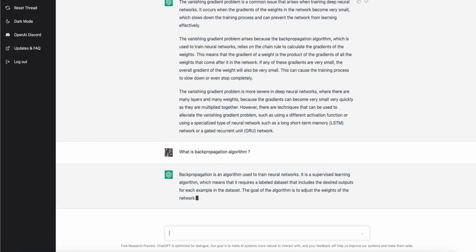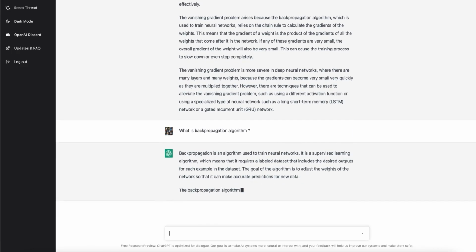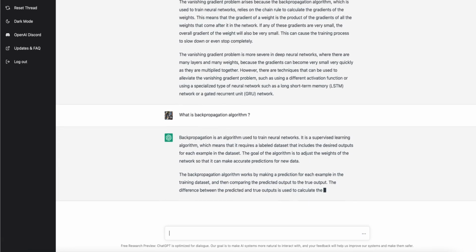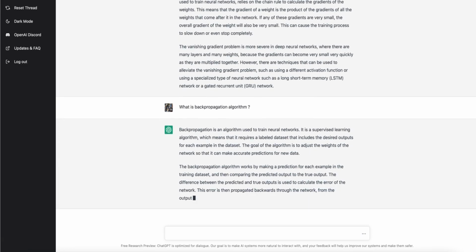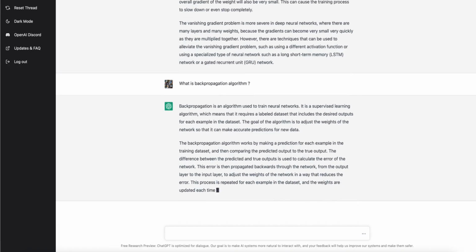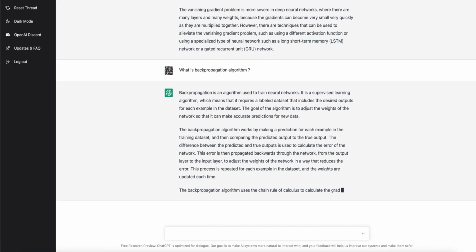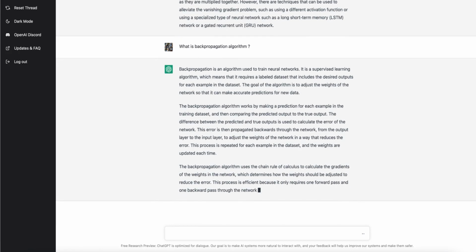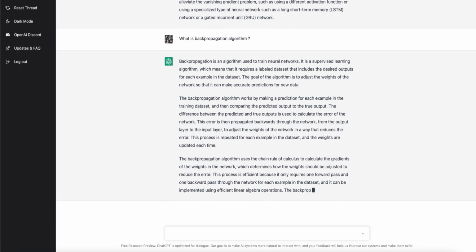We heard about backpropagation, but what is it? The backpropagation algorithm works by making a prediction for each example in the training dataset, and then comparing the predicted output to the true output. The difference between the predicted and true outputs is used to calculate the error of the network. This error is then propagated backwards through the network, from the output layer to the input layer, to adjust.